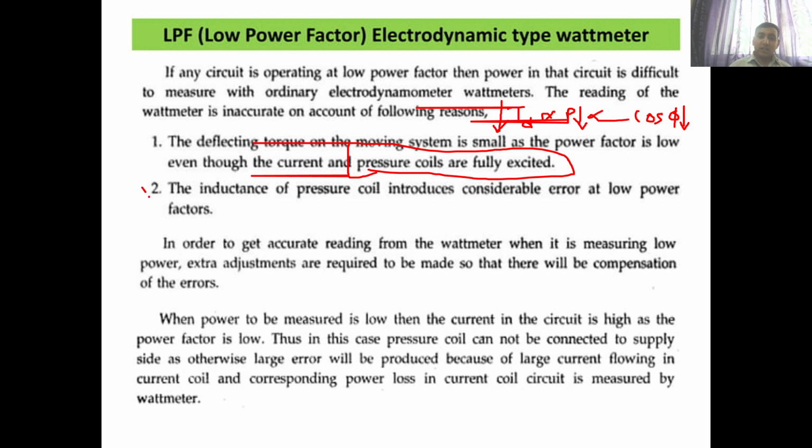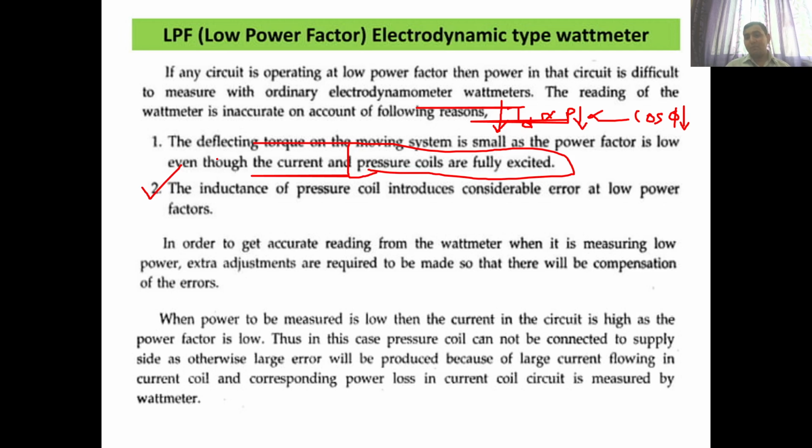In that case, the inductance of this pressure coil causes the greatest error in our low power factor system. So some new type of wattmeter should be considered or made to compensate this type of low power factor error. Now, how do we make this accurate or adjust this compensation? If we have a low power factor, the cos phi is small, then power measured is very small, and the current is very high in low power factor measurement.